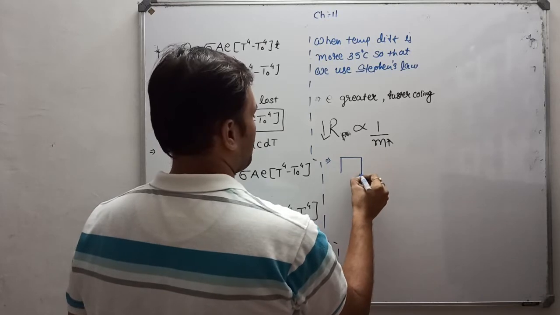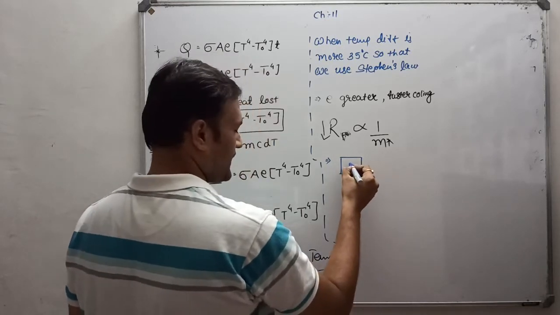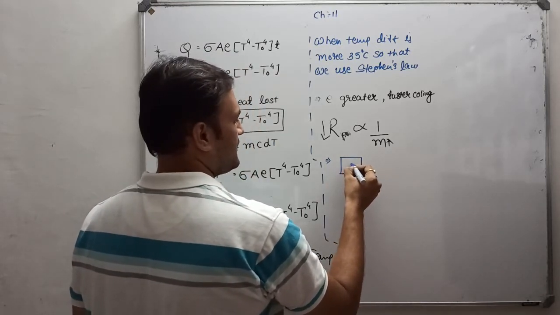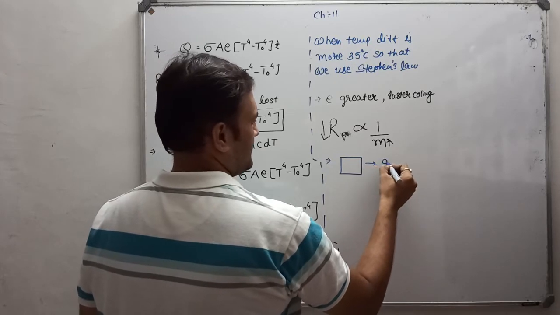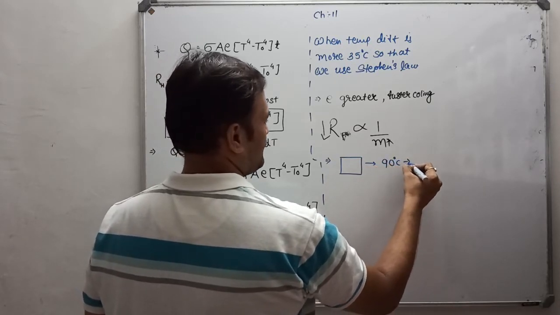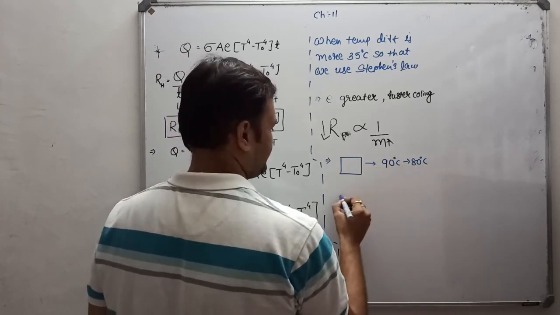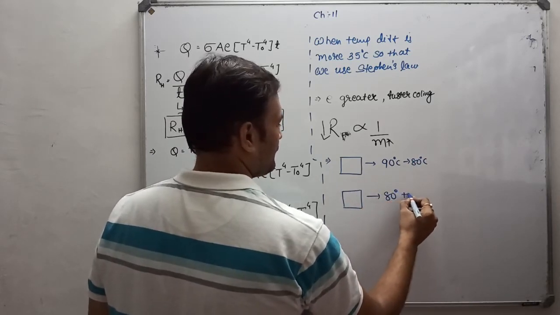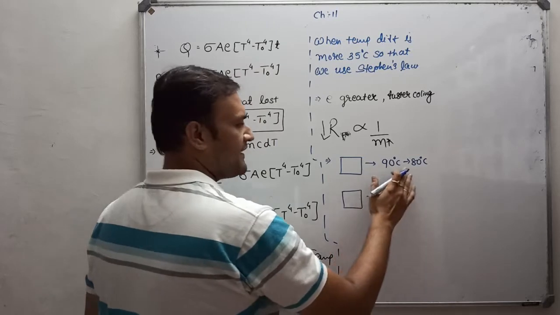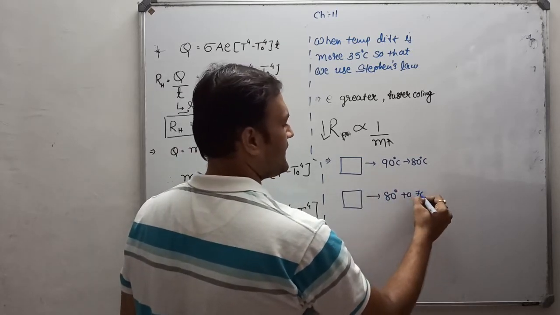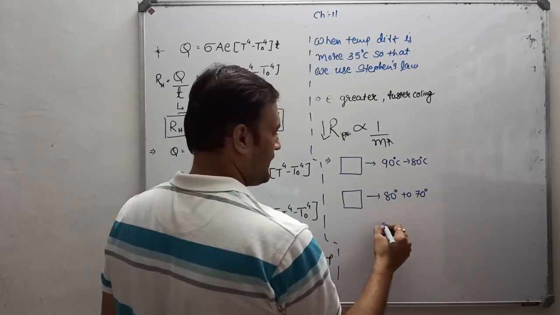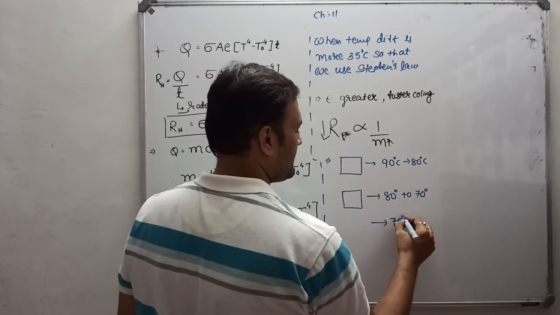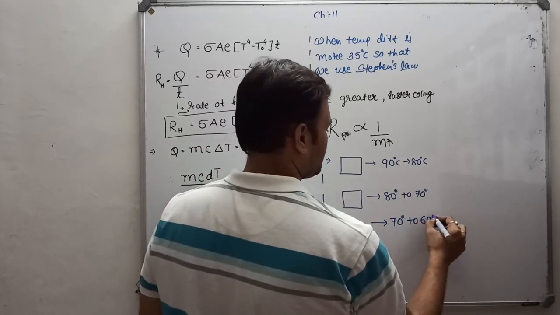Yeah, the temperature of the body: first it is 90 degrees Celsius to 80 degrees Celsius, then it will be cooling 80 to 70, and then cooling 70 to 60. Okay.